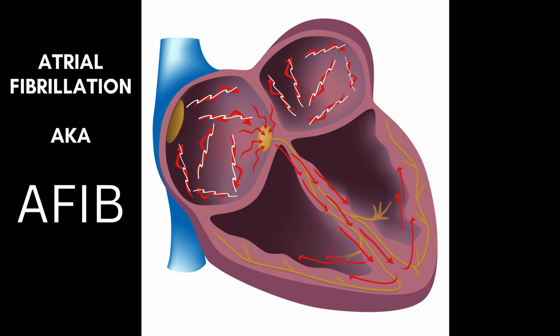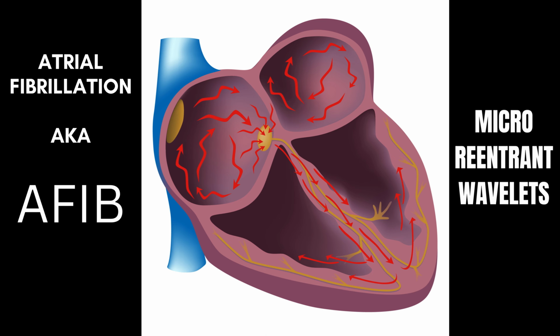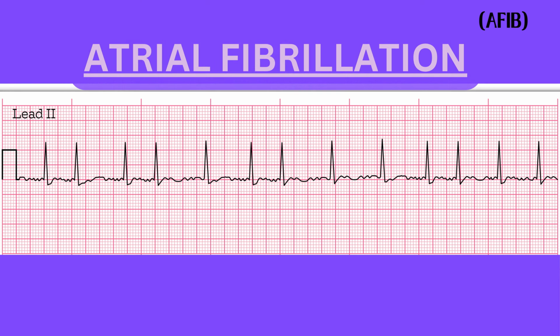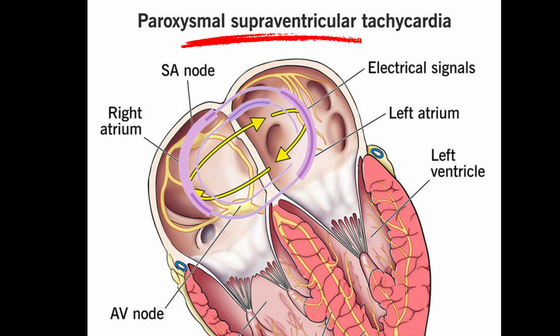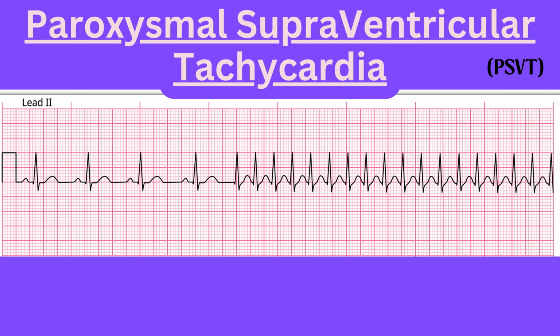In the case of atrial fibrillation, the cells continuously fire due to multiple micro-reentrant wavelets, resulting in an irregular and often very rapid heart rhythm. Paroxysmal supraventricular tachycardia, or PSVT, also occurs due to a looping reentrant circuit. This causes a regular but rapid heartbeat that starts and stops abruptly.